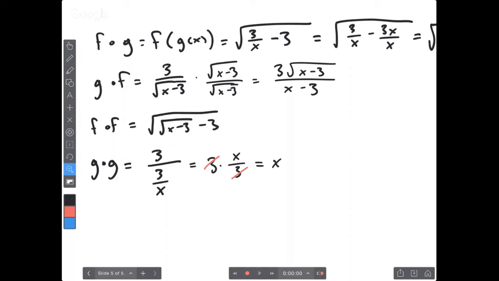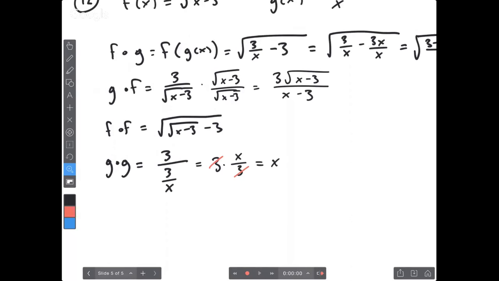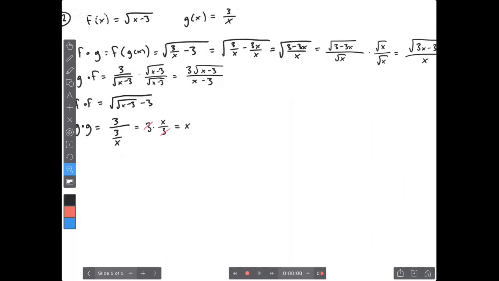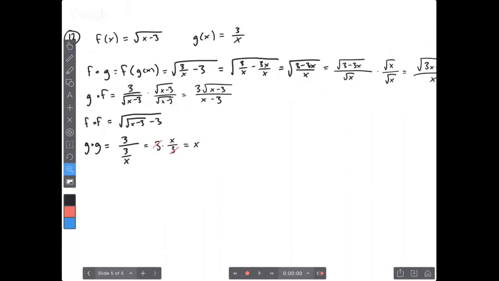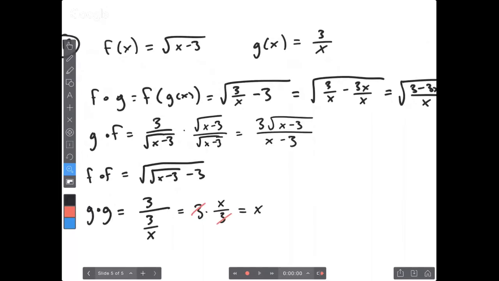And then you're supposed to state the domain of each, if I remember correctly. State the domain of each composite function. So first of all, we have to think about what's the domain of f and what's the domain of g. So domain here is x such that x is greater than or equal to 3. Yes? If I plug in 3 minus 3, that's 0. I can take the square root of 0. 4 minus 3 is 1. I can take the square root of 1.